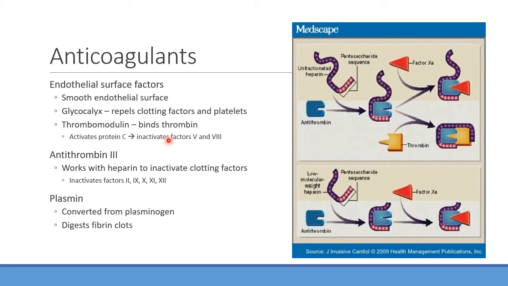Another big enzyme that's responsible for helping us to prevent clotting is antithrombin 3. This is actually a molecule that works with heparin to inactivate activated clotting factors, right? So especially things like 2, 9, 10, 11, and 12. We talk about heparin, we talk about anticoagulants in pharm. You'll see this come up again and again there as well.